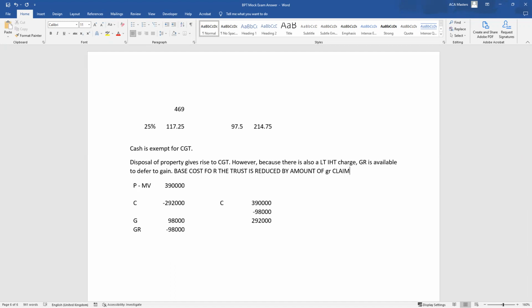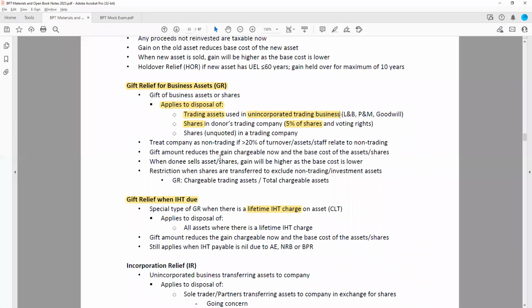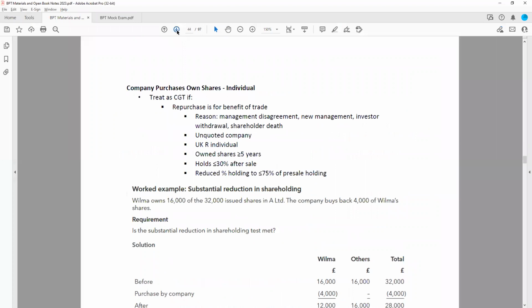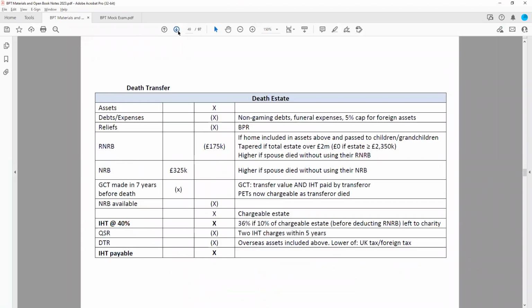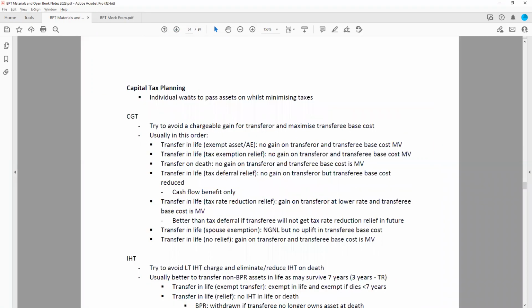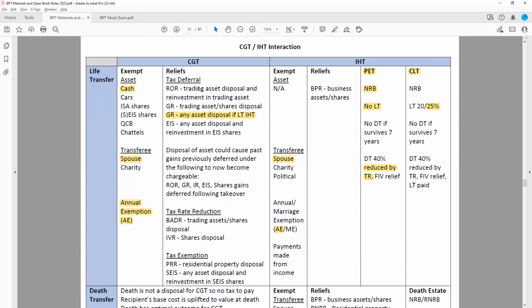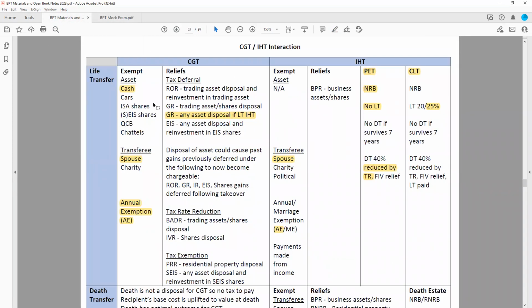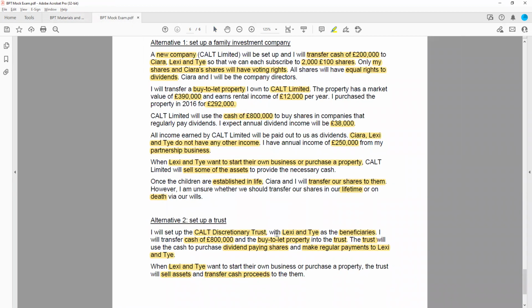So it's really important, as we covered in those CGT classes, that you understand this concept of base cost and when it gets reduced by these CGT deferral reliefs. So really important to appreciate that there. So with all of these tax deferral reliefs, it reduces the base cost of the asset for the next person. So that was probably the main bit there. So we've covered CGT and IHT on that lifetime transfer. So they're transferring the cash and the property.